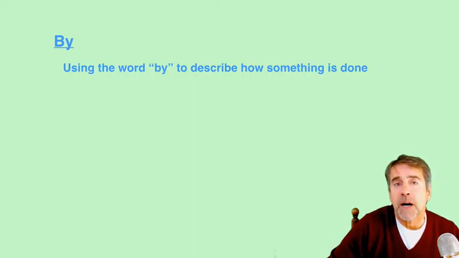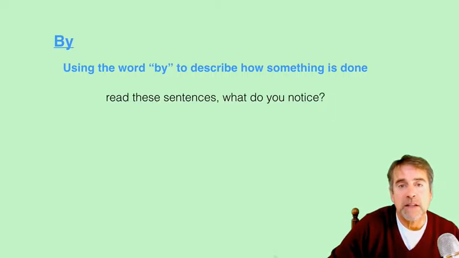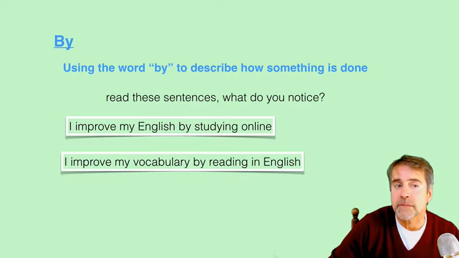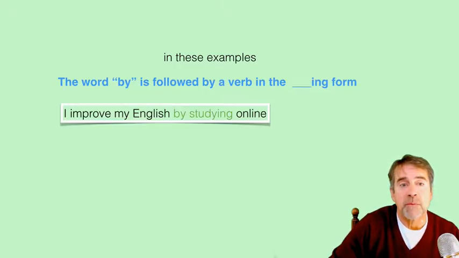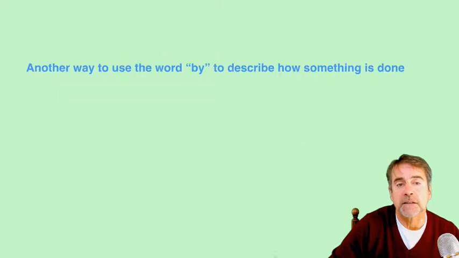By. We're going to look at using the word by to describe how something is done. Read these sentences and tell me what you notice about them. I improve my English by studying online. I improve my vocabulary by reading in English. In these examples, you notice that the word by is followed by a verb in the ing form. So let's look at some examples. I improve my English by studying online. I improve my vocabulary by reading online.